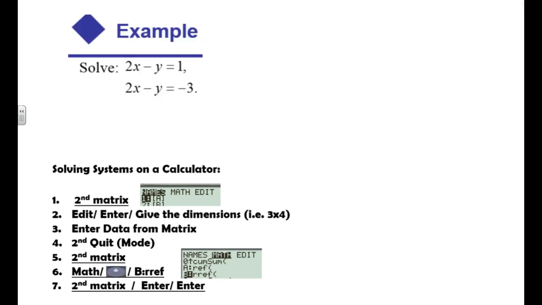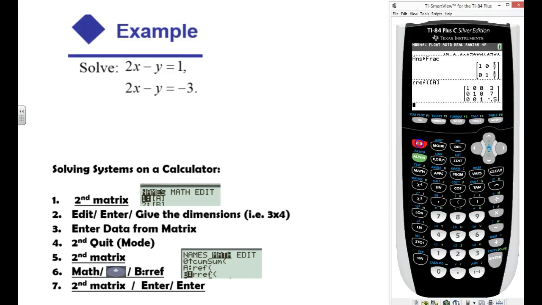This next example I actually stole from a previous lesson. I know the answer is no solution, but I wanted to show you what that looks like on your calculator. So it's an easy system. We could actually just multiply the second equation through by -1 and solve this by systems. But again, I wanted to show you what this looks like on your calculator. So I'm going to edit this matrix. This is going to be a 2 by 3 matrix. And I'll enter 2, -1, 1, 2, -1, and -3. And I'm going to second quit to get out of that.